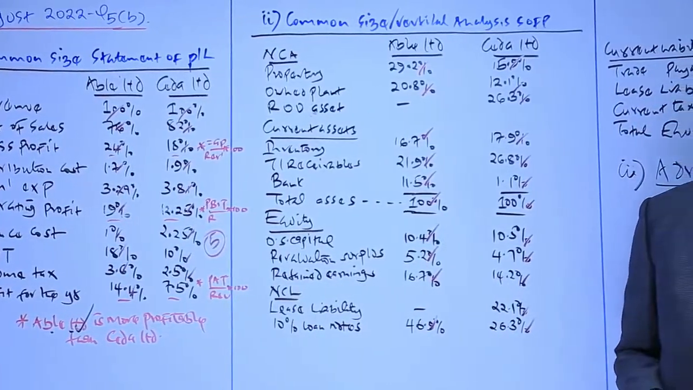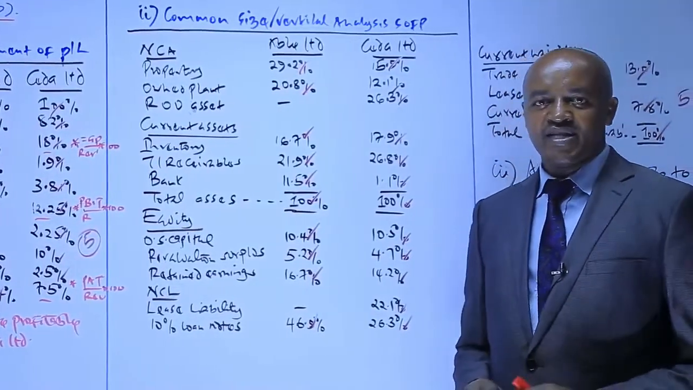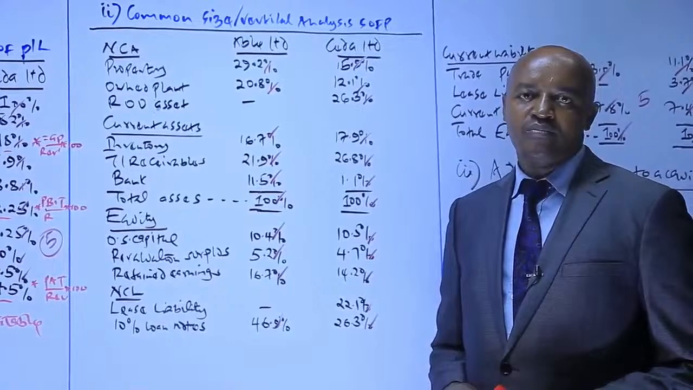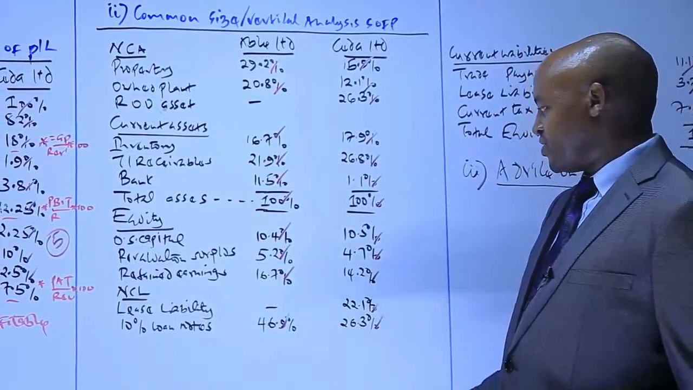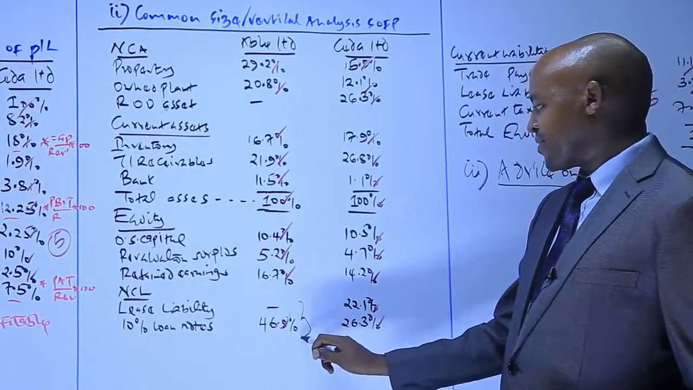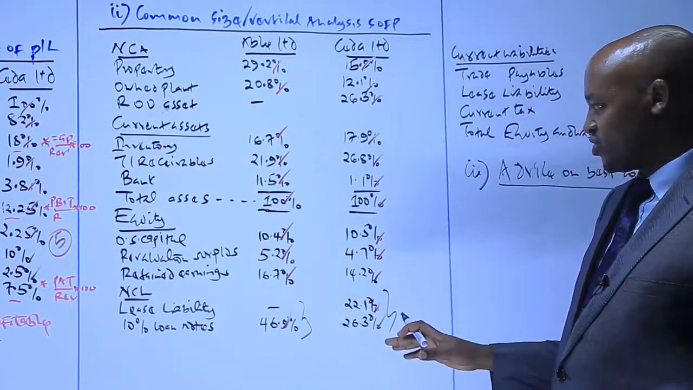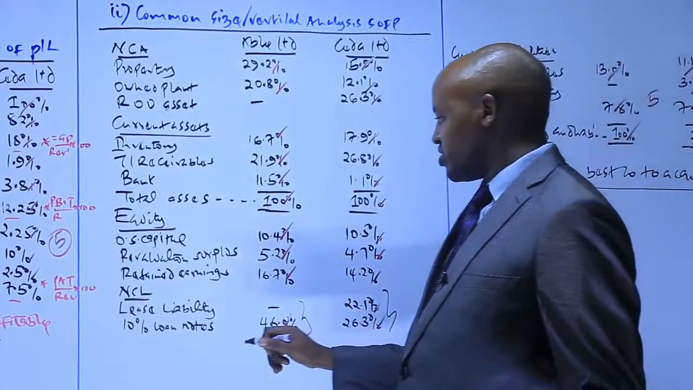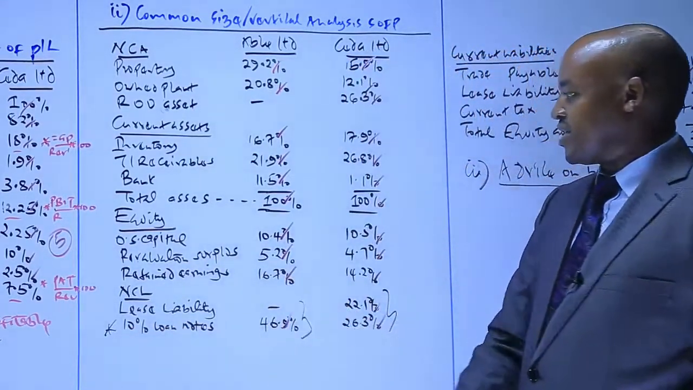Number 2, you also have to look at the financial stability of the company. When checking the financial stability, you look at the extent to which the company is financed by debt capital or borrowed capital. So you check which company is financed by a huge amount of debt capital. In this case, the main form of debt capital is the 10% loan notes.